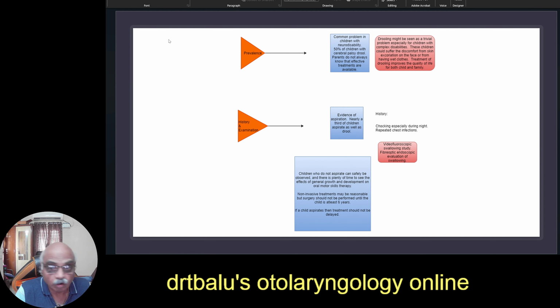So, prevalence of drooling. I have been telling from the very beginning that drooling is a common problem in children with neurodisability, and 50% of children with cerebral palsy, of course, have this problem, and parents do not always know that effective treatments are available. So this should be stressed. Parents of these children with cerebral palsy who have a common problem with drooling really do not know that effective treatments are around the corner.